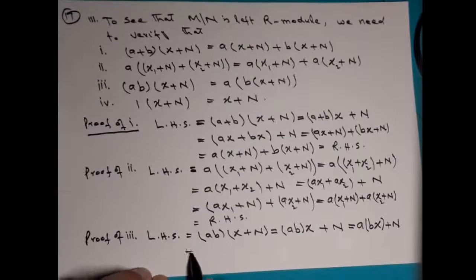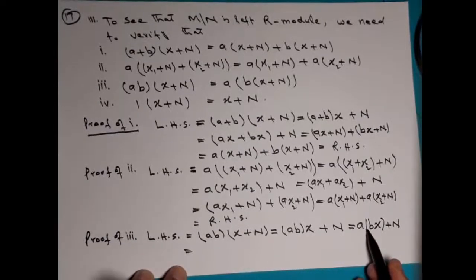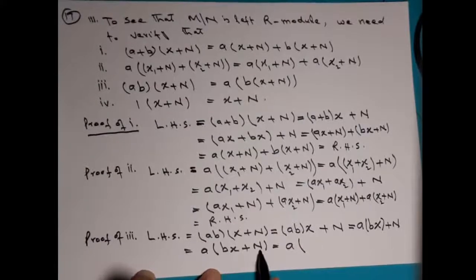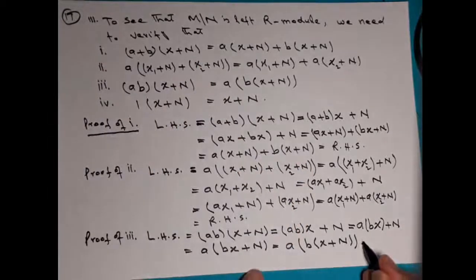And this is equal to a into (bx plus N). By using the definition of scalar multiplication, this can be written as a multiplied with (bx plus N), and a multiplied with (bx plus N) can be written as a multiplied with (b multiplied with (x plus N)). And this is the right hand side again.